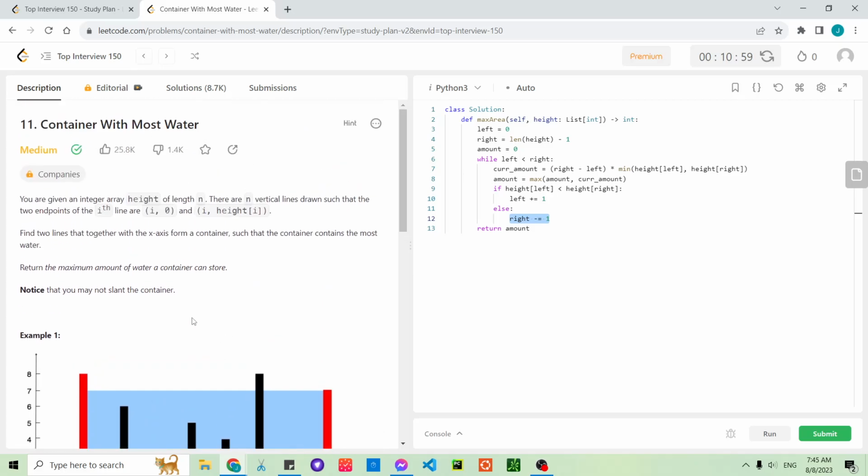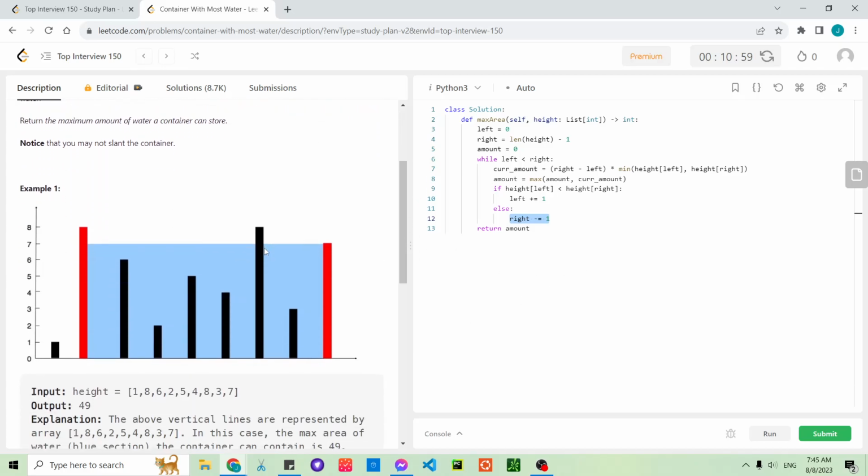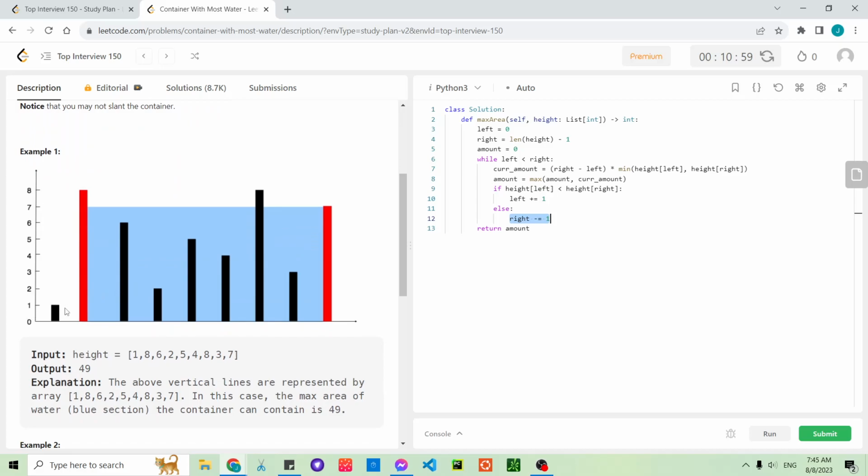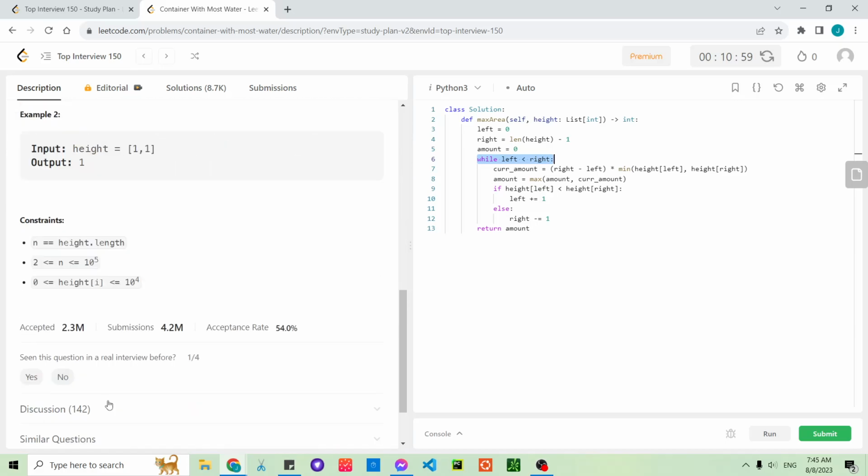Alright. Let's do time and space. So time, we are traversing from left and right end towards the middle. We are doing some simple calculations. That's all constant. And we are looping this once. So that will be linear time. Space-wise, all constant. So linear time, constant space. That's really good. No follow-up questions.